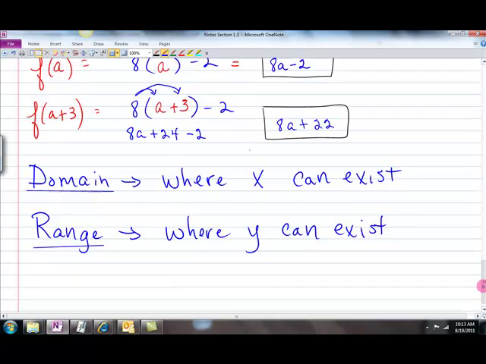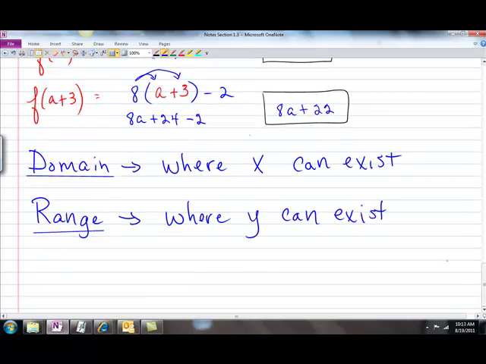All right, the last thing that I want to mention are the two words domain and range. Domain is where x can live or exist. Range is where y can exist. And think of this like zoning restrictions.